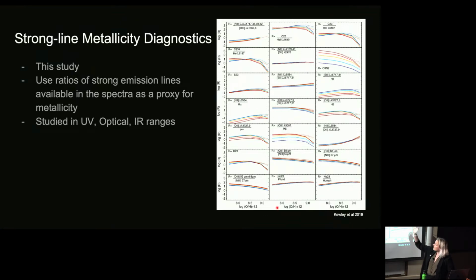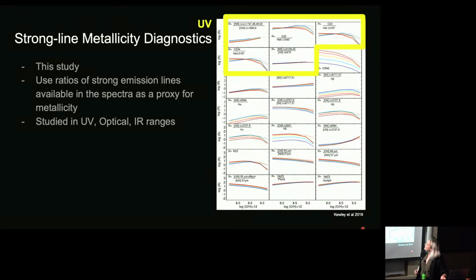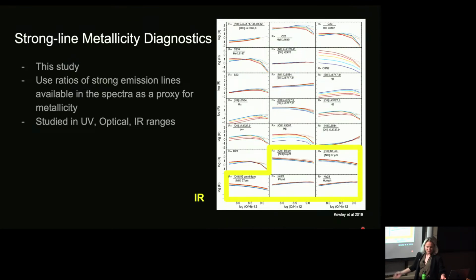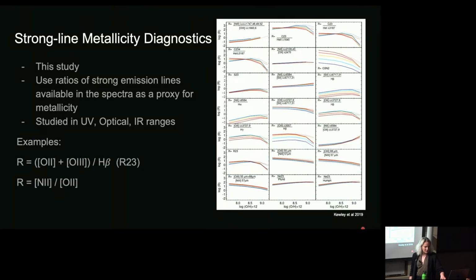So I'll introduce this figure here. This is a table of studied diagnostics. On the x-axis, we have metallicity from low to high. And on the y-axis, we have the ratio of these emission lines. And these have been studied in the UV panel on top, in the optical range, as well as the infrared range. And here are some commonly used examples used by the community. We have R23, and we also have N2 over O2.